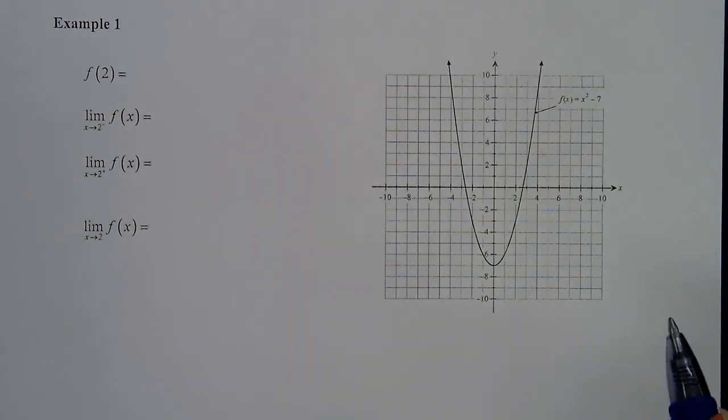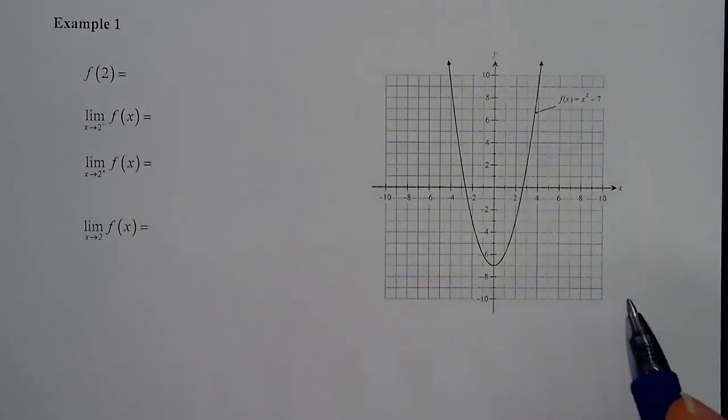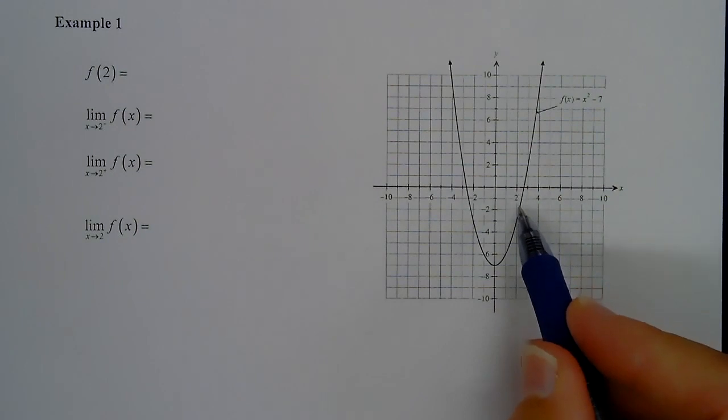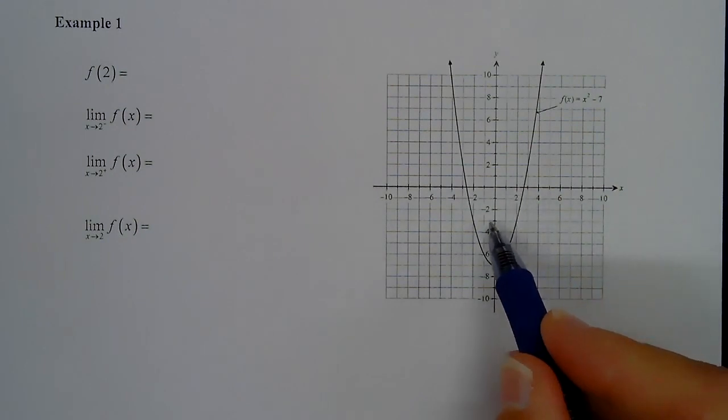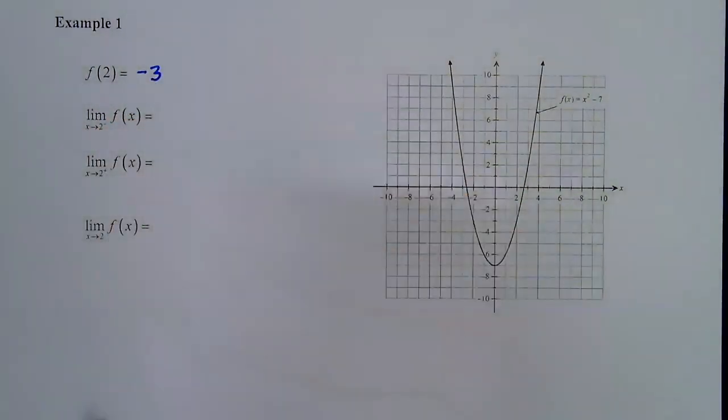Okay, so on this problem right here, we want to find f of 2. Now, what is f of 2? That means the actual function value. That has nothing to do with limits, okay? So for f of 2, we look right here, and we read it, and it looks like it's -3. So f of 2 is equal to -3, okay?